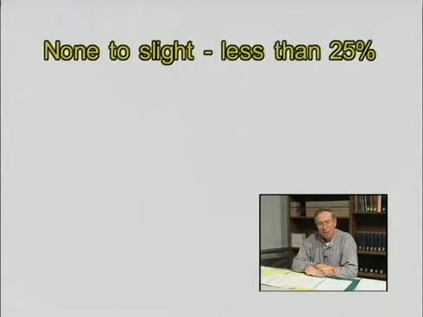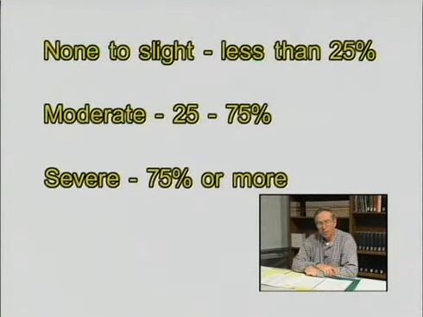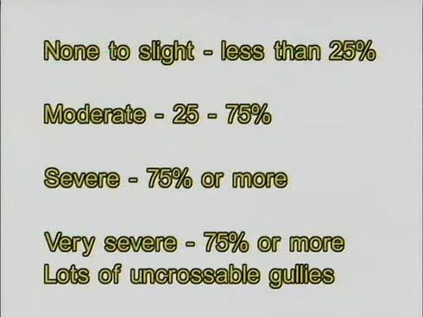All we have to do is take the topsoil depth as we determine it to be and subtract it from the original topsoil depth. This would give us a difference, and then we determine what amount of erosion has occurred on that basis. If we look at the categories on page 16 of your manual, none to slight says that less than 25% of the original topsoil has been lost or removed. 25 to 75% is considered moderate, and if 75% or more of the original topsoil is gone, then it's considered severe. Very severe is also described as 75% or more, but we'd also have to have the presence of large uncrossable gullies that would prevent all type of cultivated agriculture from occurring.